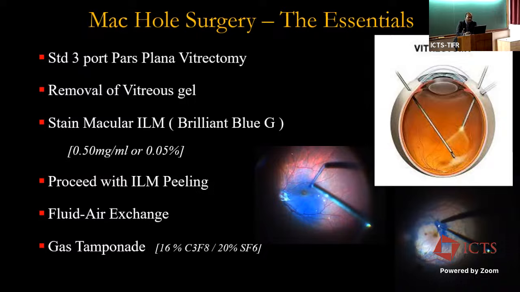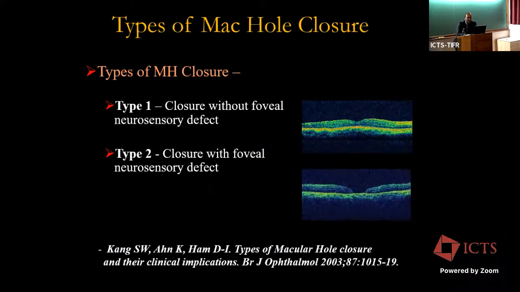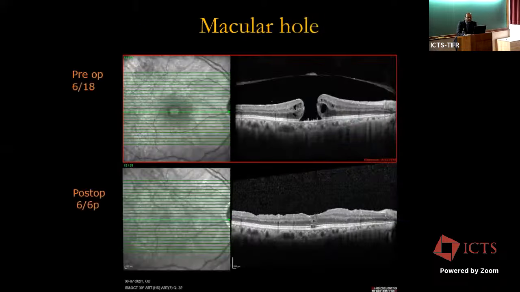And then we put in gas, replace the liquid saline with air, and then inject gas, replace it with a long-acting gas. And you can have a perfect closure, which is type 1, or a closure with a foveal defect, especially when these are chronic. It can be this type 2 kind of closure. So this is a typical case where there's a good result with visual acuity improvement.